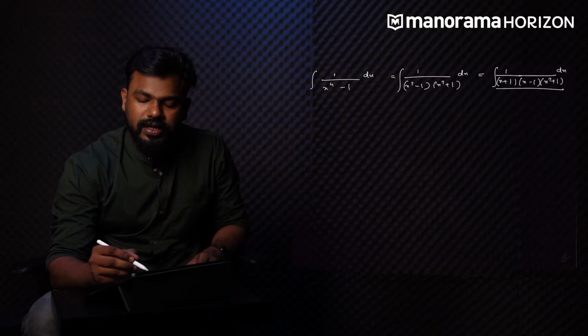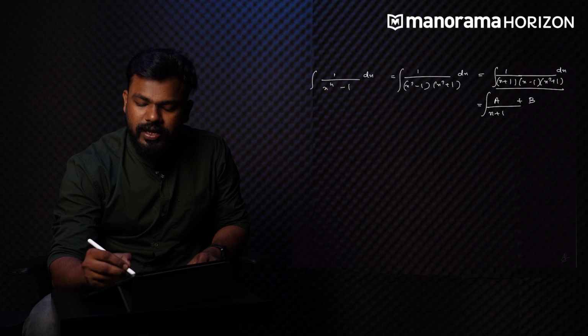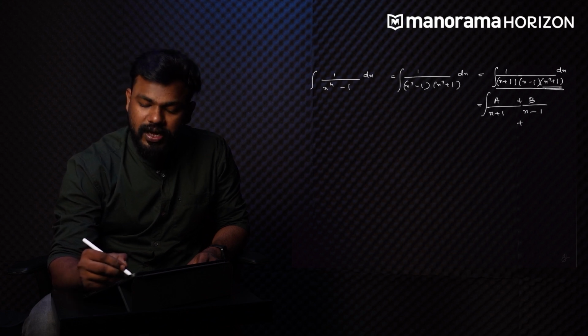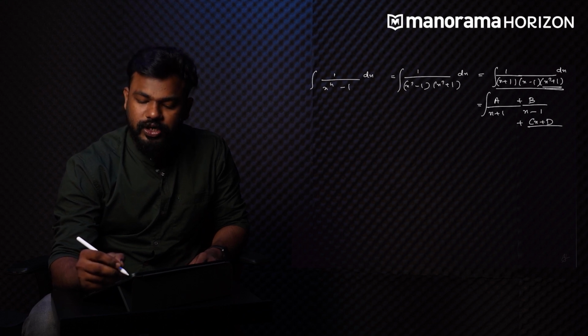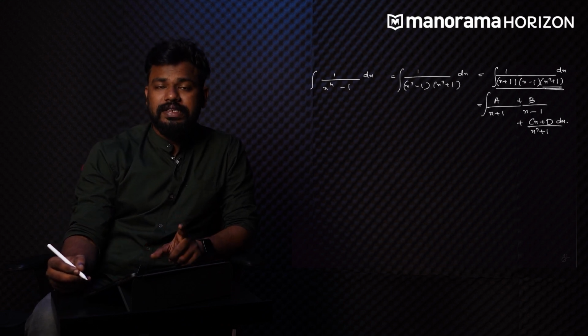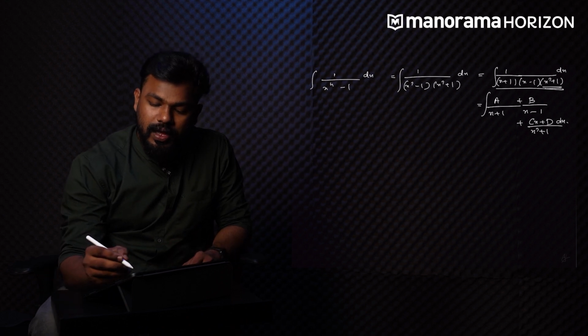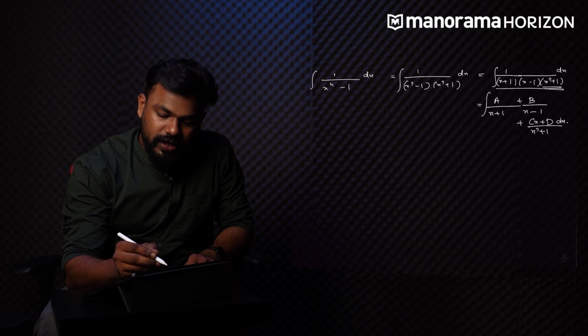Now I need to split the denominator. So I can split that by writing a by the denominator x plus 1 plus b by the denominator x minus 1 plus, what is the last one, x square plus 1? I can write it as cx plus d, because according to the rules of partial fractions, I should be writing it as cx plus d by x square plus 1 dx. My aim is to now find out what is a, b, c and d. Now you can see that I need to take the LCM. So I'm just writing it over here.